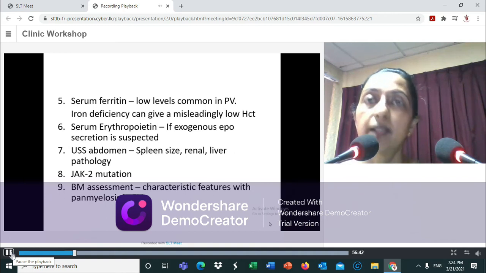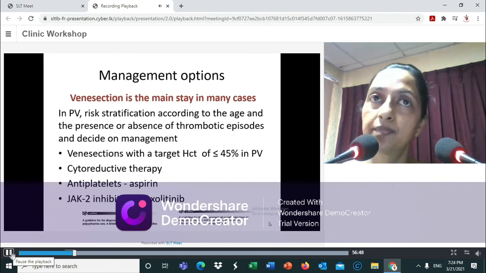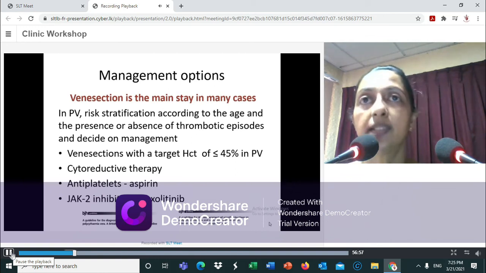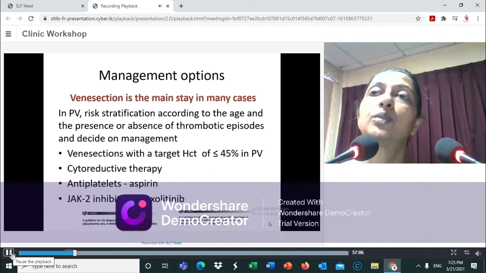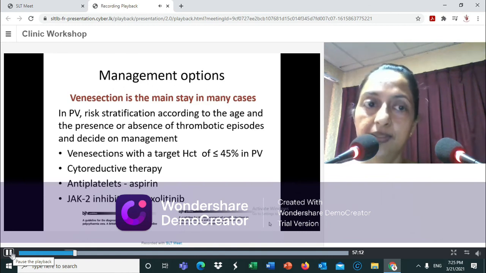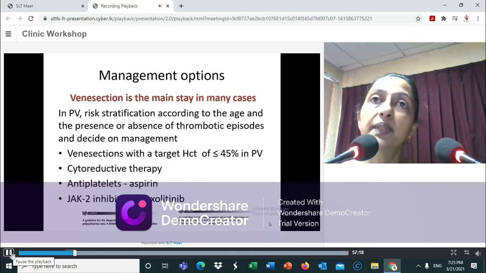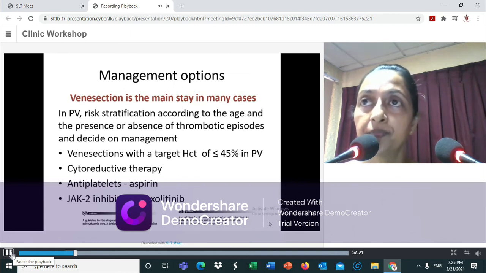Then what are the management options? So our management aims at two things. If it's polycythemia vera, we have to control the disease and also we have to reduce the thrombotic risk. In other causes of polycythemia, the main aim of a hematologist is to avoid thrombotic complications, but the particular cause has to be dealt with. So in polycythemia vera, you have to risk stratify according to the age and the presence or absence of thrombotic episodes, low risk and high risk categories, and then decide on the management.